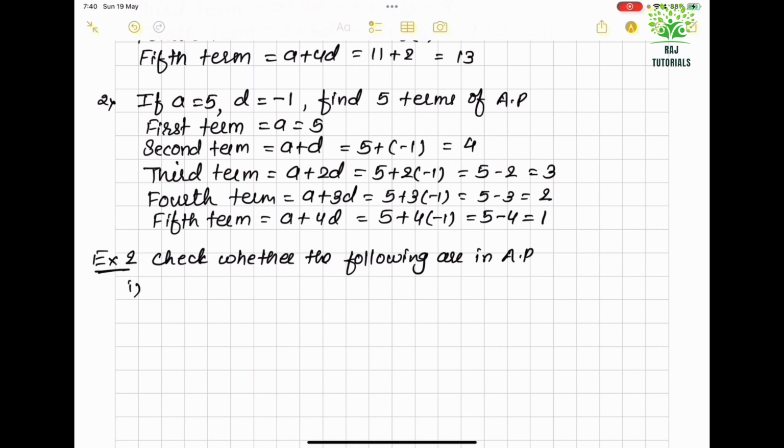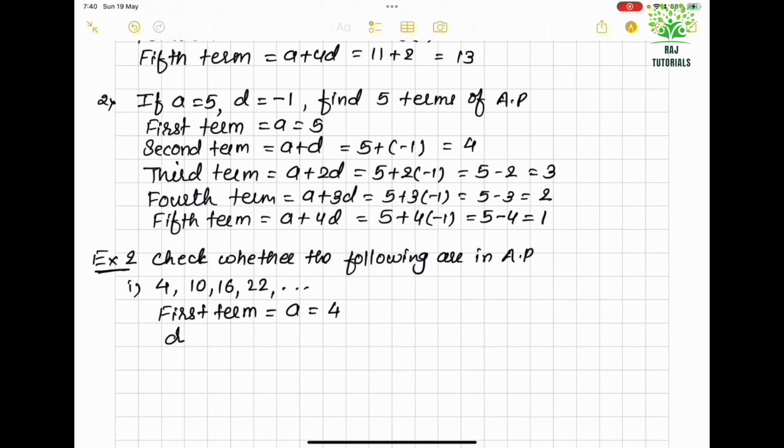So see, the first one is given to me: 4, 10, 16, 22, and so on. He has asked me, is it an AP? So see, the first term is A, that is 4. Now I am not given D, so how can I find D?